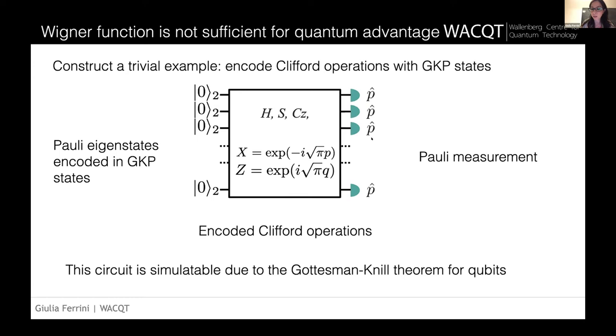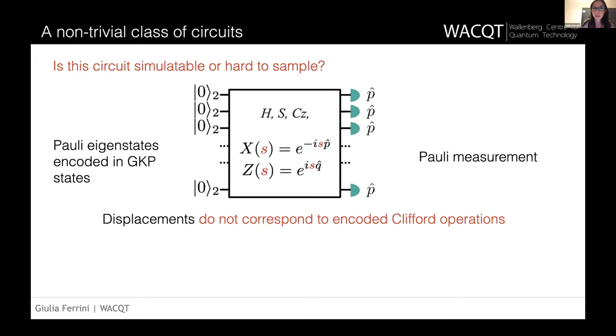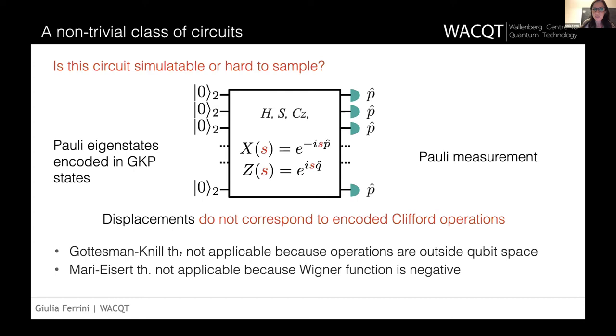But then the question that we were really addressing in this work was the following. Consider now the case where instead of having Clifford operations encoded in GKP, you take continuous displacements, where this no longer corresponds to an encoded qubit operation in GKP because you go out of the qubit computational subspace, since this S might not correspond to a multiple of pi or square root of pi. We believe that it's really non-trivial to address because, on the one hand, the Gottesman-Knill theorem cannot be applicable anymore because the operations are outside the qubit subspace. And at the same time, the Mari-Eisert theorem cannot be applicable anymore because the Wigner function of the input state is highly negative. So how do you know if the circuit is simulatable or hard to sample?